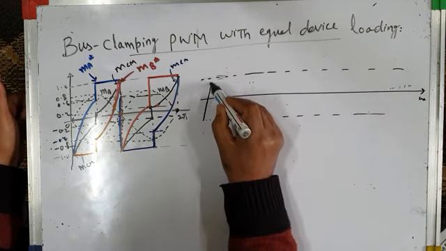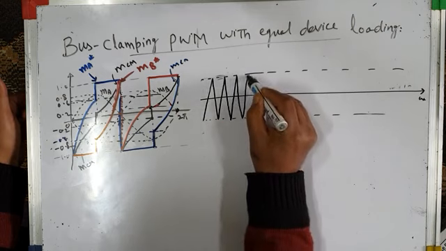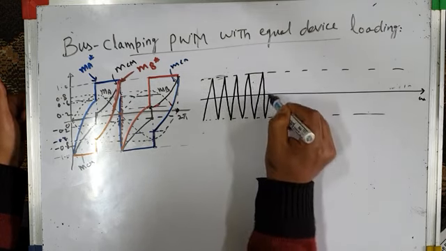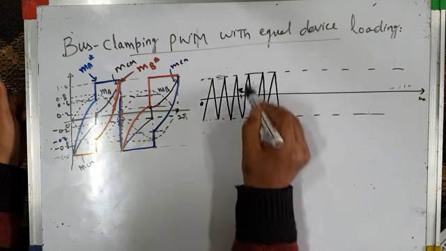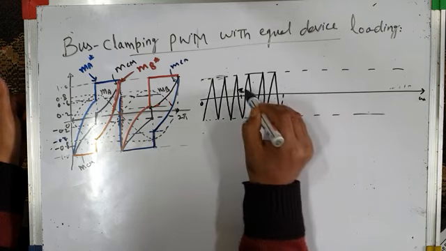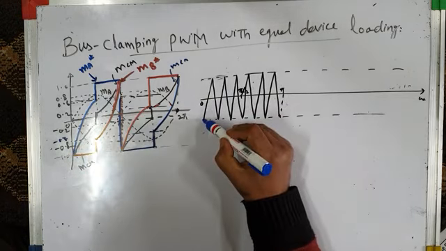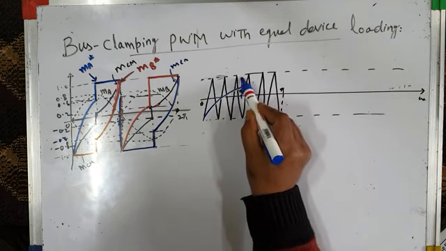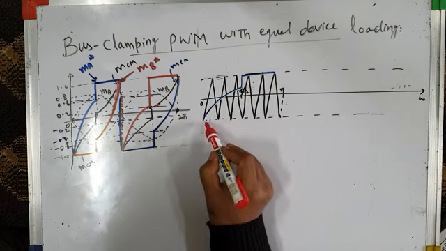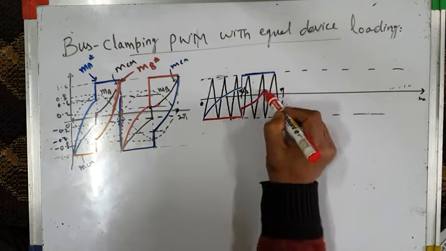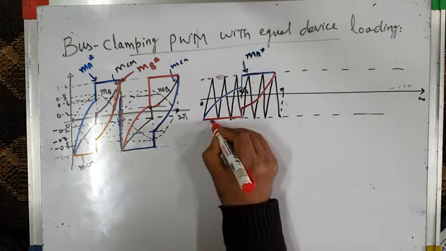Let me take 6 cycles, 1, 2, 3, 4, 5, 6. So this is 0, this is pi by 2, and this is pi. Okay, I will again draw MA star from 0 to 90 degrees. It's like this, and then its amplitude is the same as the carrier wave. And what about MB star? MB star from 0 to 90 degrees is like this, and then it goes down and goes like this. So this is my MA star, and this red color waveform is MB star.